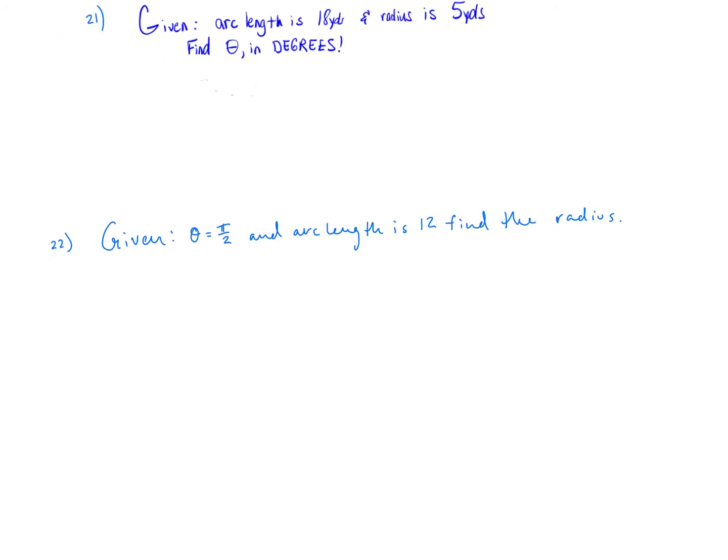So 22 says, given theta is equal to pi over 2, and the arc length is 12, find the radius. Our arc length formula is s is equal to r times theta. So 12 is equal to r times theta, which is pi over 2. Remember, in this formula, theta is always in what? Radians. So theta's already in radians, so we're good there.